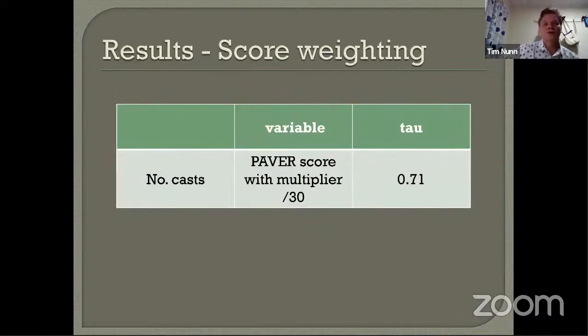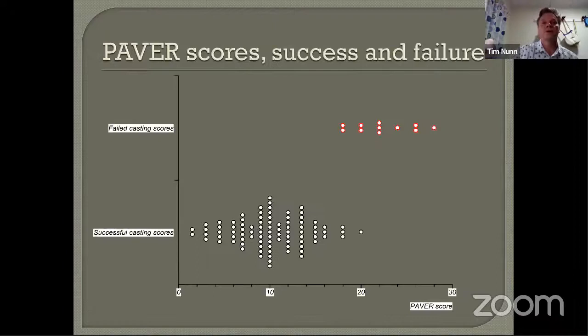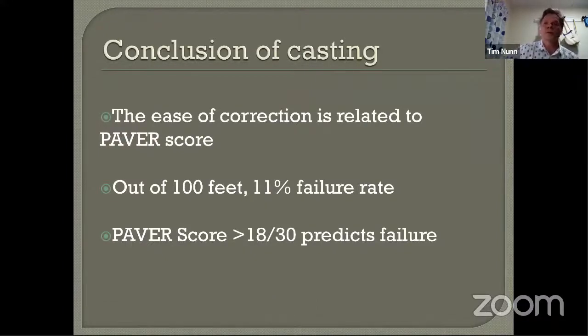Looking at our results, we found a significant association between the PAVER score and the number of casts needed to correct the midfoot. Here you have the PAVER score along the x-axis, and those that successfully corrected and those that failed casting on the y-axis. You can see there seems to be a clear cutoff around 18 to 20, whereby a PAVER score of that amount essentially means that casting is not going to correct the midfoot. So our conclusion was that the ease of correction is related to the PAVER score. Out of 100 feet, about 11% failed to respond fully to casting, and a PAVER score of 18 to 20 predicts failure.